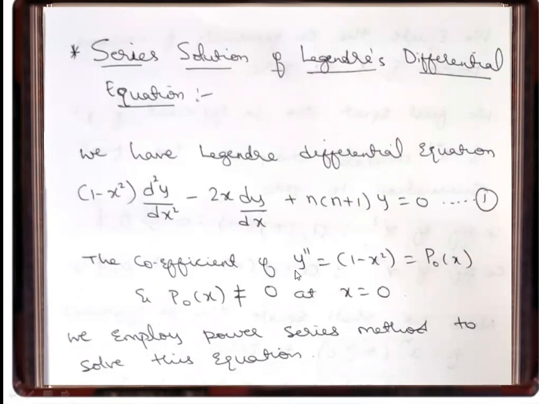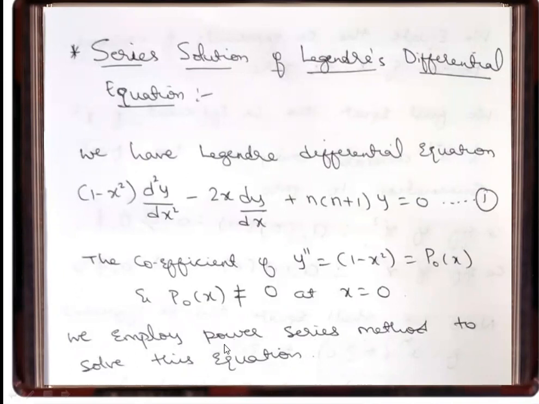Next, the coefficient of d square y by dx square, that is nothing but y double dash, is 1 minus x square. Let us denote this 1 minus x square as p naught of x. And you can observe p naught of x is not equal to 0 at x equal to 0, which means if you substitute x equal to 0, then you get p naught of x equal to 1, which is not equal to 0. So next, we shall employ the power series method to solve this equation.